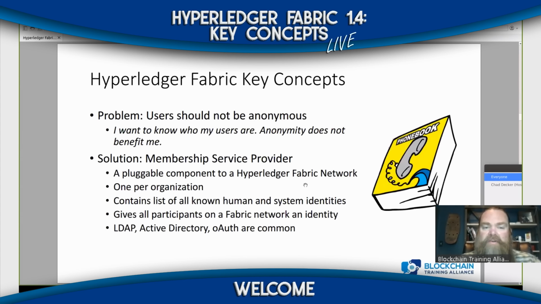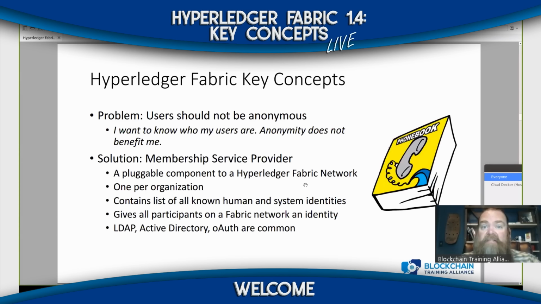All right, problem number 2, we said we had to address. I don't want my users to be anonymous. I want to know who they are. Very often, anonymity is not a benefit in an enterprise solution. How do we address that in Fabric? Well, we do that with a component called the membership service provider.